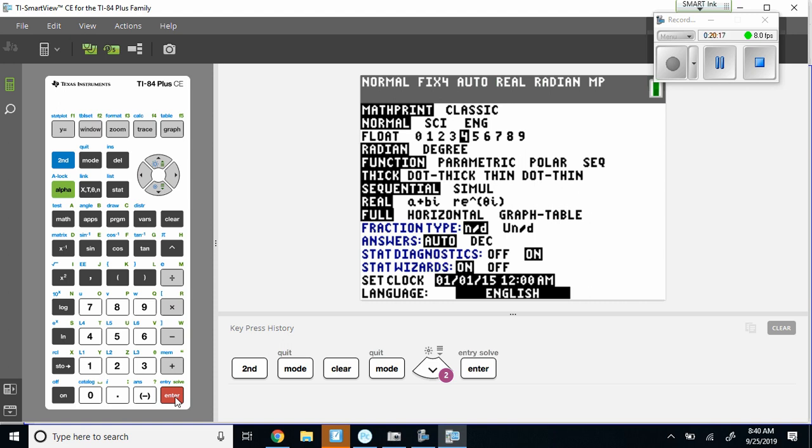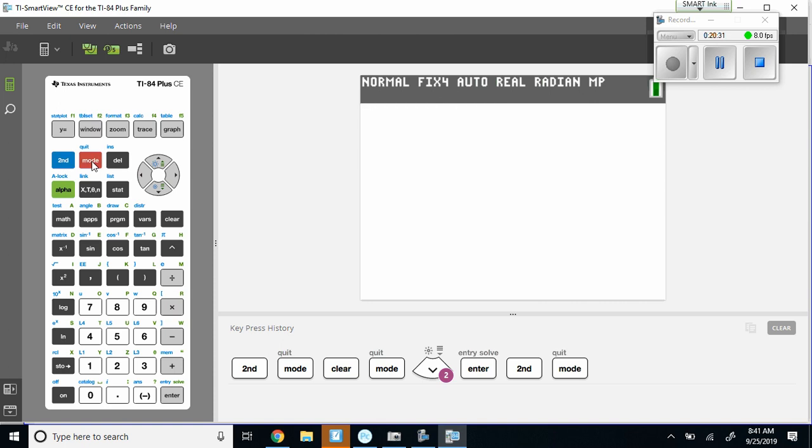Now, here's the really cool thing. There's really one keystroke that you need to make sure you understand that will get you out of any kind of fits, and that's this: second mode. Look at the word right above mode, it says quit. The only way you get to it is by hitting the second button. It doesn't matter how deep down you go, if you need to get out of here, second mode. That's like your escape button.